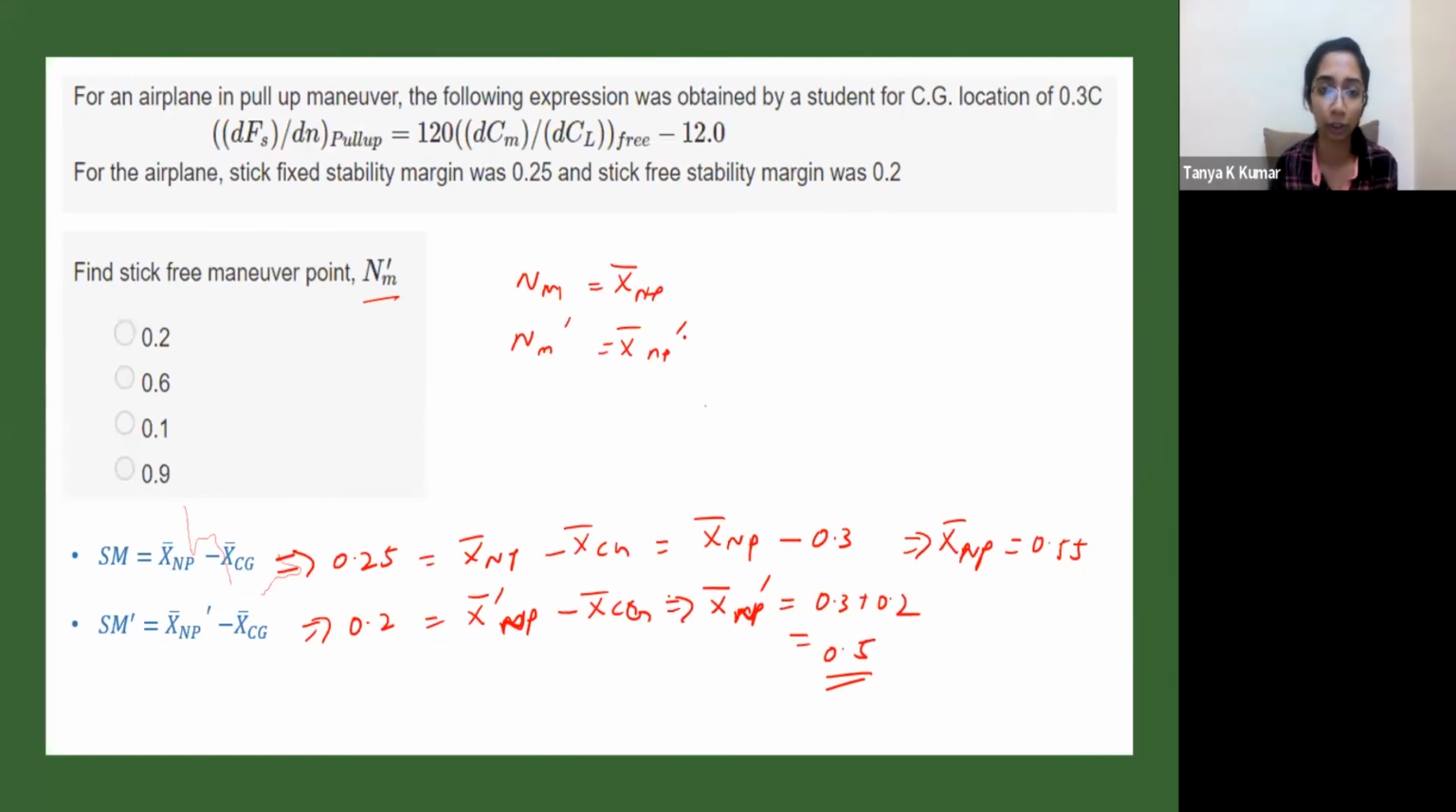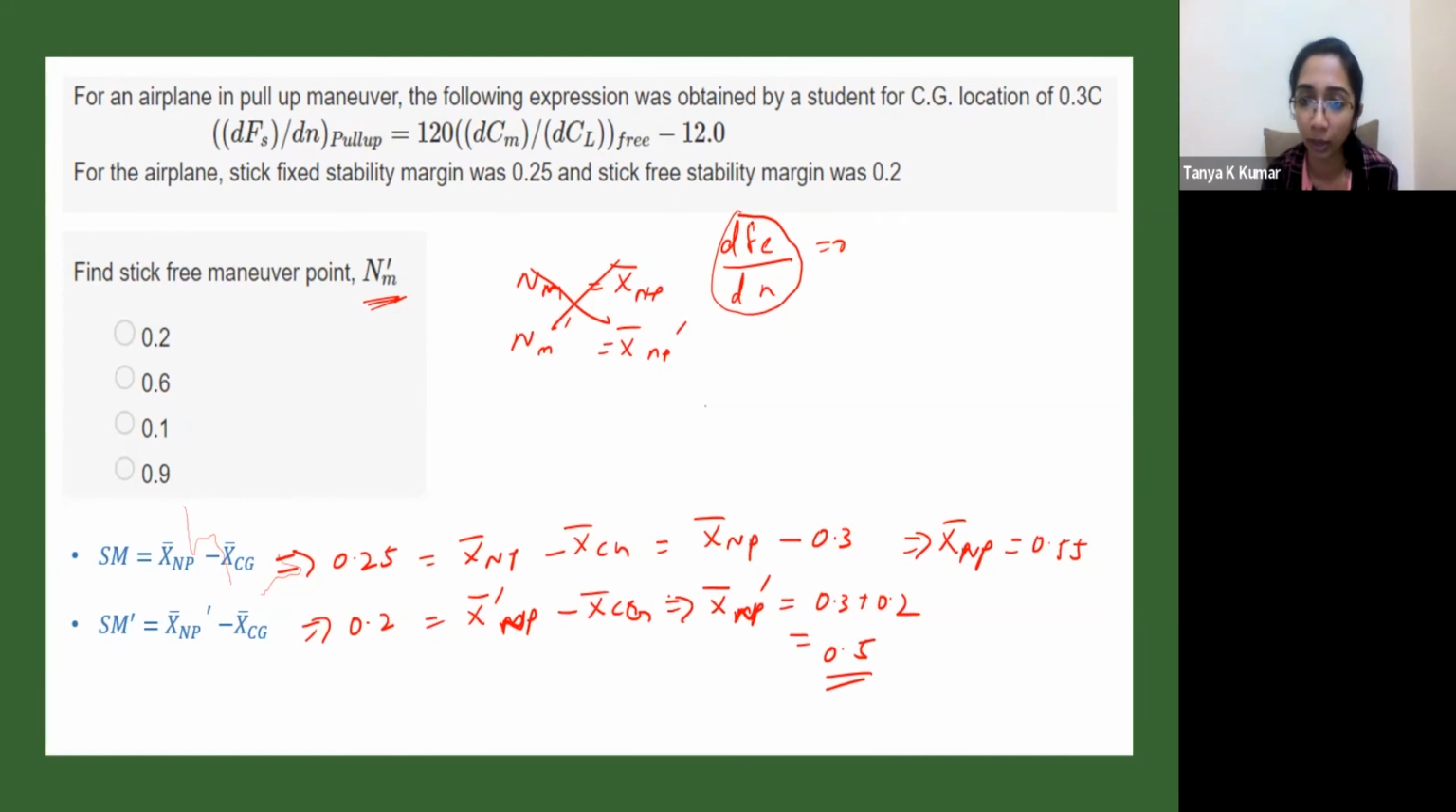Okay, so now they've asked you to find out the maneuver point. This is my bad, this is not the same thing, this is wrong. So we have found out the neutral point, we need to find out the maneuver point now. I made a mistake there. Nm prime is the stick free maneuver point. So how do you define the maneuver point? d delta E upon dn is 0. The point at which this slope becomes 0 is defined as the maneuver point. Recall this from the previous week's content.